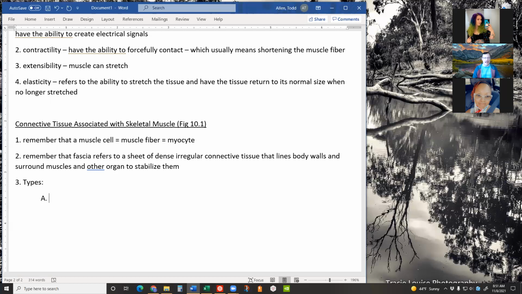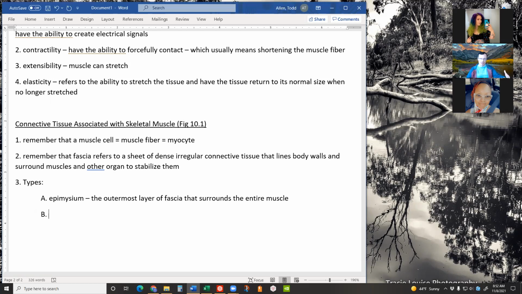Okay, first we have the epimysium. Epimysium, if you're at figure 10.1, look along the right-hand side column of terms from the top down. Epimysium is the third term down on the right side. It's also the fifth term down because the image is showing you the same structure from different perspectives. Epimysium is the outermost layer of fascia that surrounds the entire muscle. Okay.